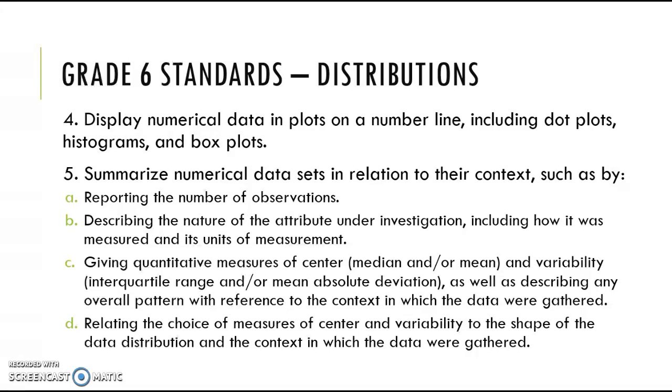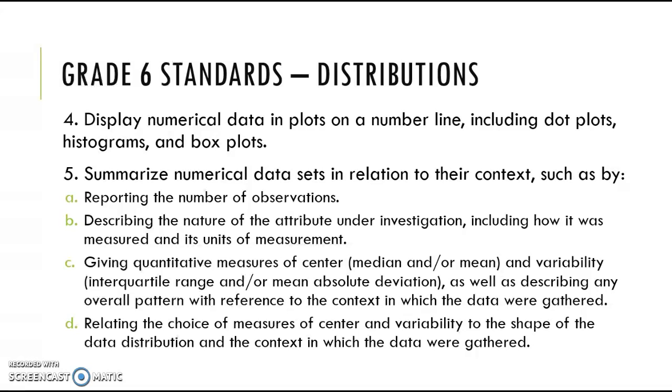This one is the standard that is talking about the choice in whether to use mean or median according to the shape of the data. If it's symmetrical, choosing to use the mean. If it's skewed, choosing instead to use the median, which is less affected, less pulled to one side by an outlier. And the same thing happens with the measures of variability.